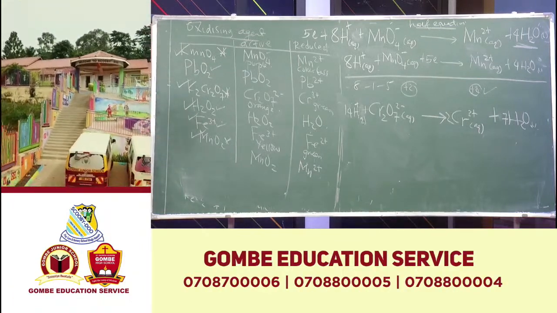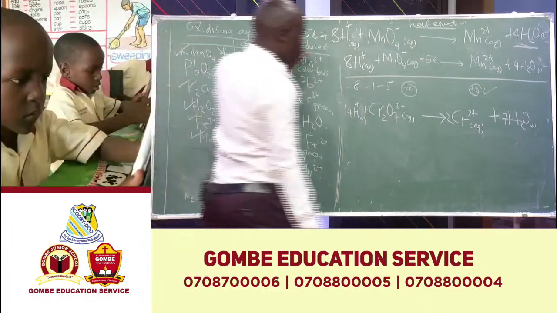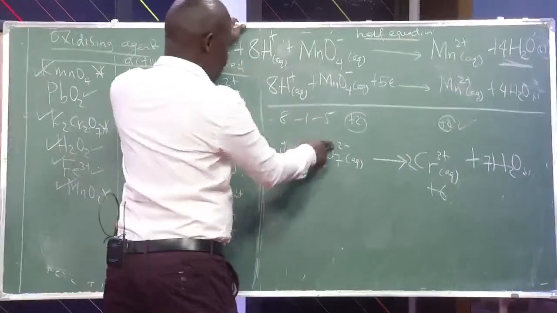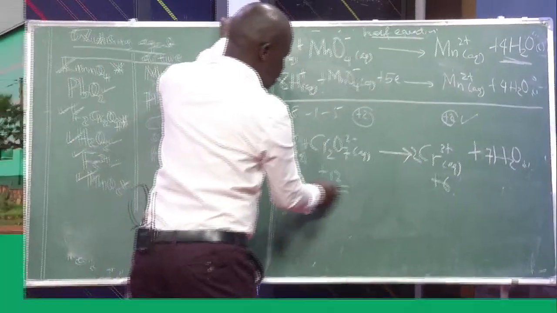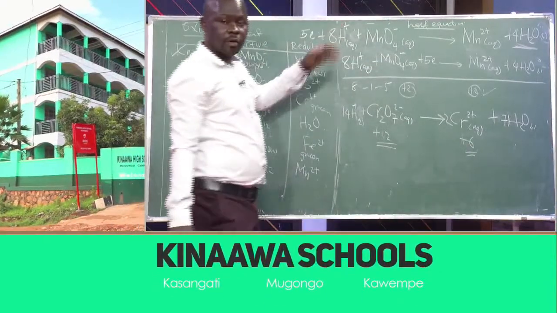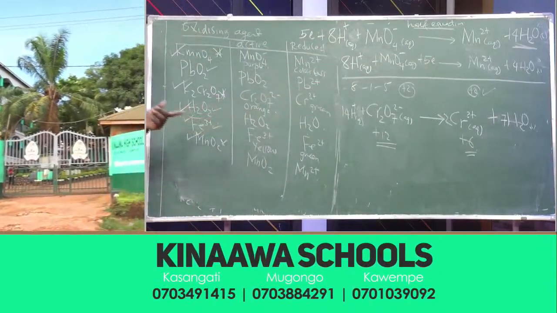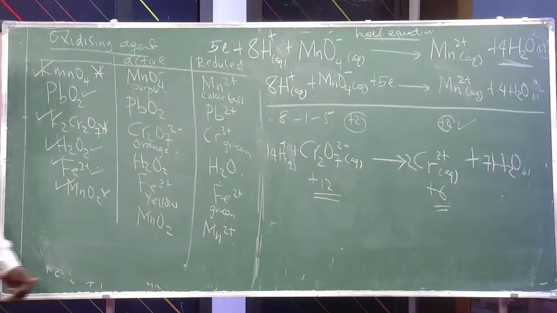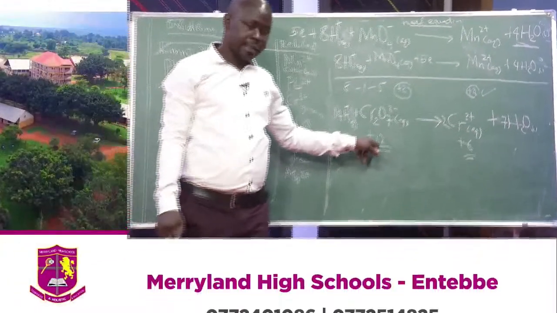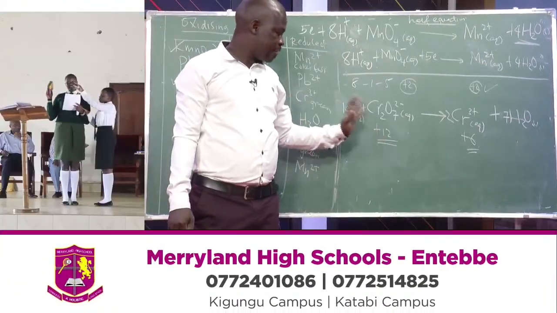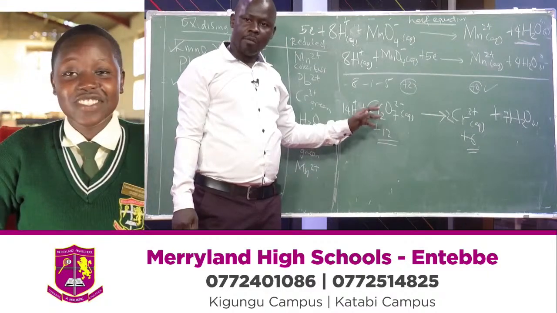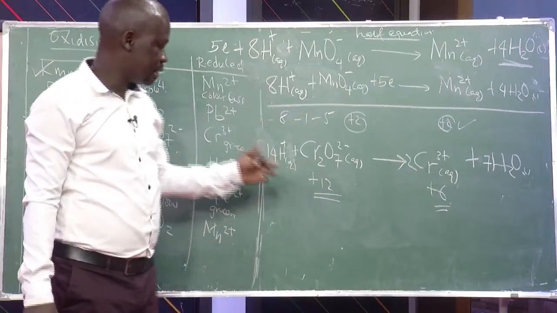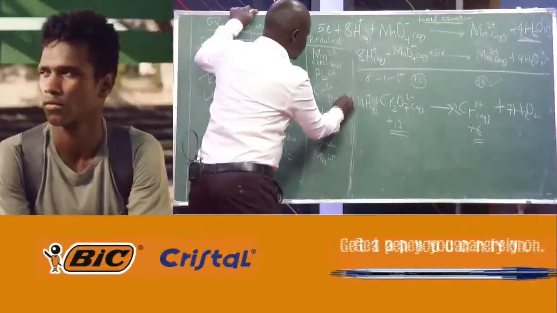You look at the charge now. This side you have a charge of 3 times 2, positive 6. What about here? 14 minus 2, positive 12. Now we said that when you're balancing charge, use electrons. The electrons are supposed to be put on the side which has the higher positive value. In this case, it is here, positive 12. How many electrons do we need? 12 minus 6 gives us 6. So you say plus 6 electrons.